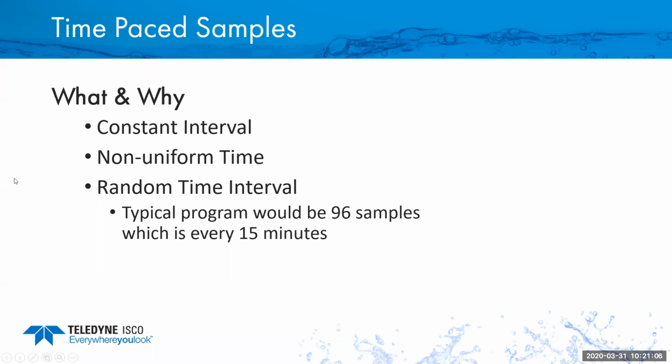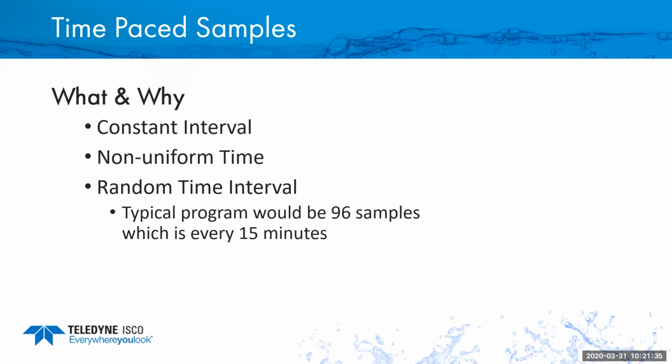That's for non-uniform time. There is a function on some samplers I've seen that's actually a random time interval. I haven't seen it used very much, but the sampler actually generates random times, and it just takes samples based on random intervals. My first sample might be after 5 minutes, the next one might be after 2 minutes, then maybe an hour, then maybe 15 minutes. It just generates random intervals for you.